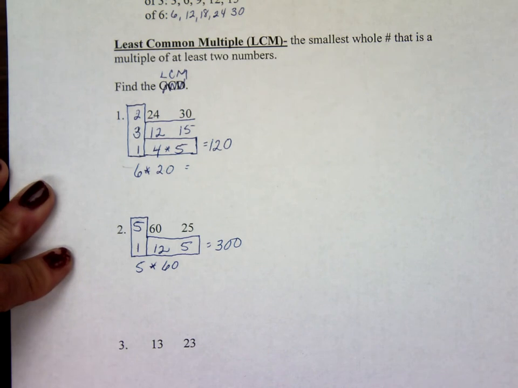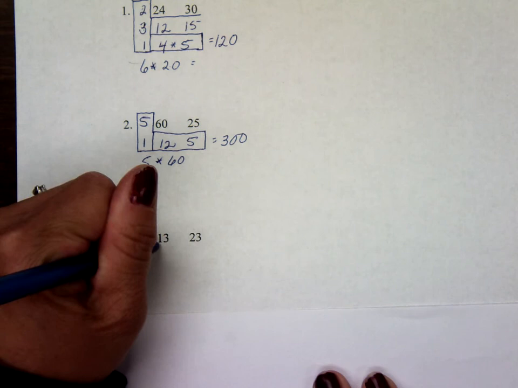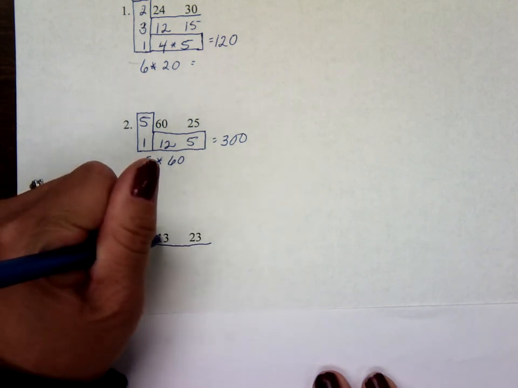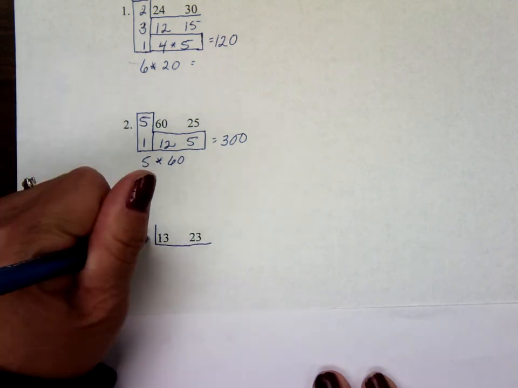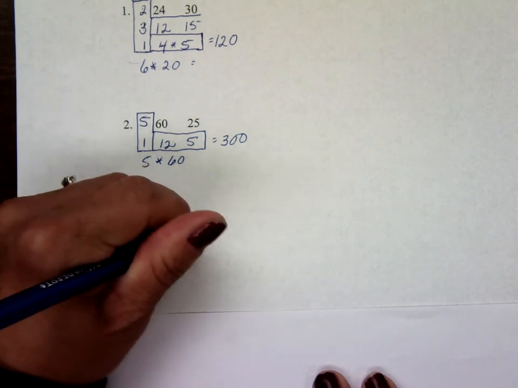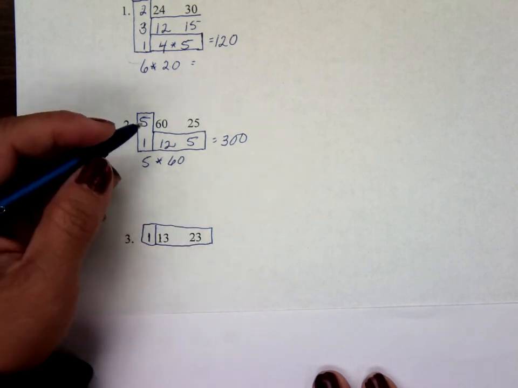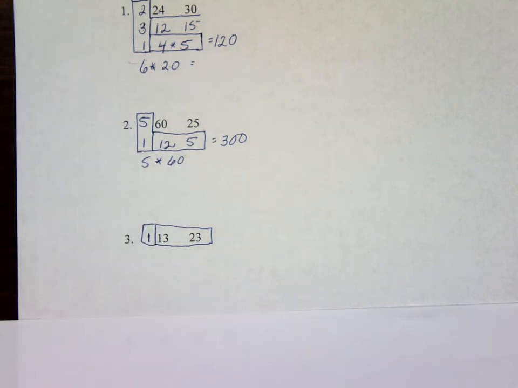Number 3. Okay, so from GCD, we had learned that 13 is prime, and it doesn't go into 23. It is just 1. So to make your L, really there is no L. All you're going to do is multiply 1 times 13 times 23, and you'll get the answer of, let's see, 299.